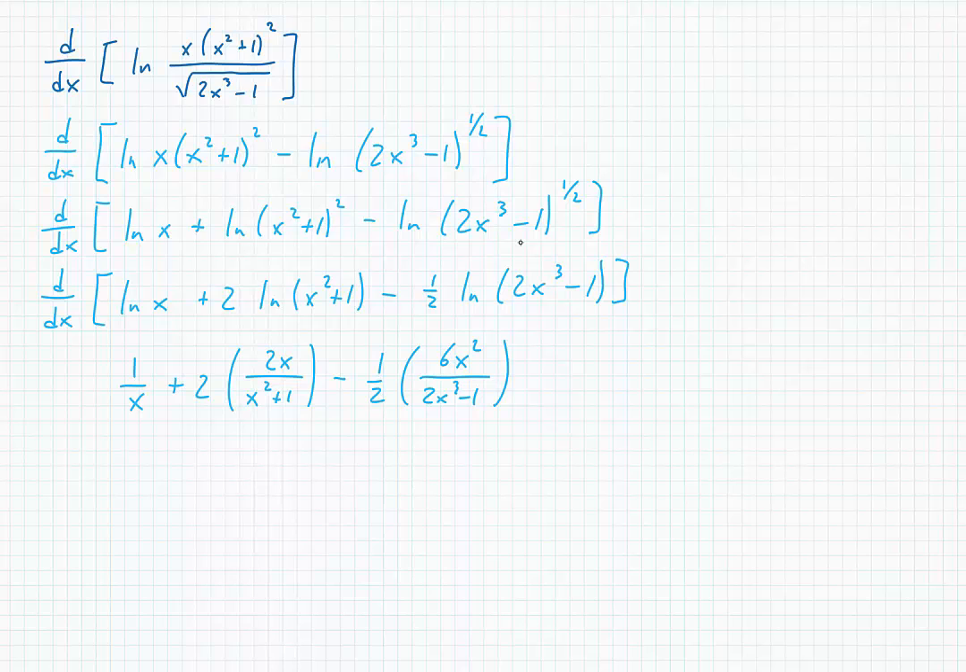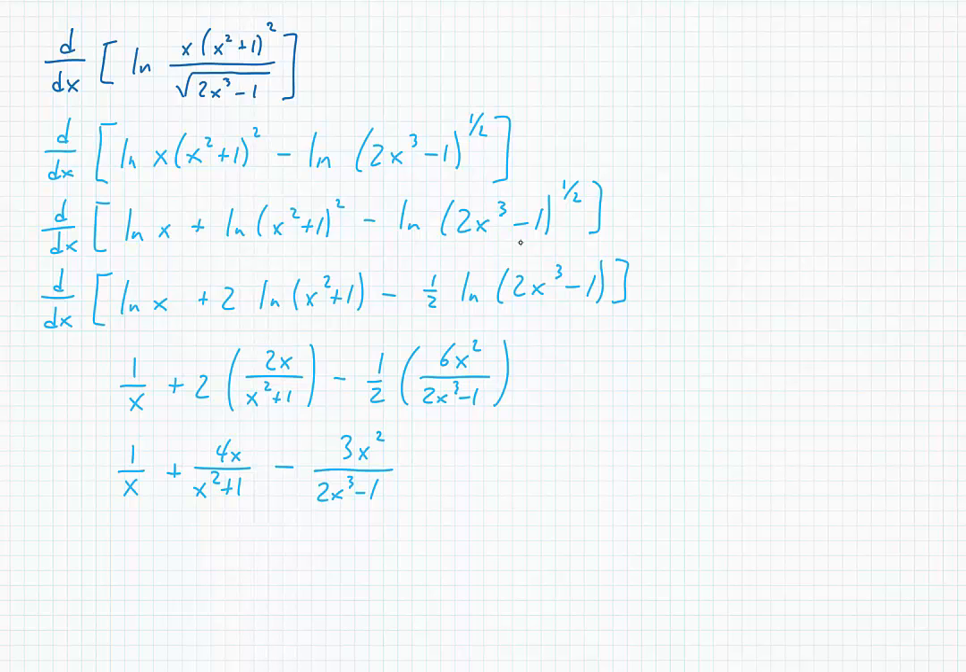That is, the derivative of 2x to the third minus 1 goes in the top, and 2x to the third minus 1 itself goes in the bottom. We can clean that up a little bit. We're going to get 1 over x plus 4x divided by x squared plus 1, minus, we're going to end up with 3x squared divided by 2x to the third minus 1.